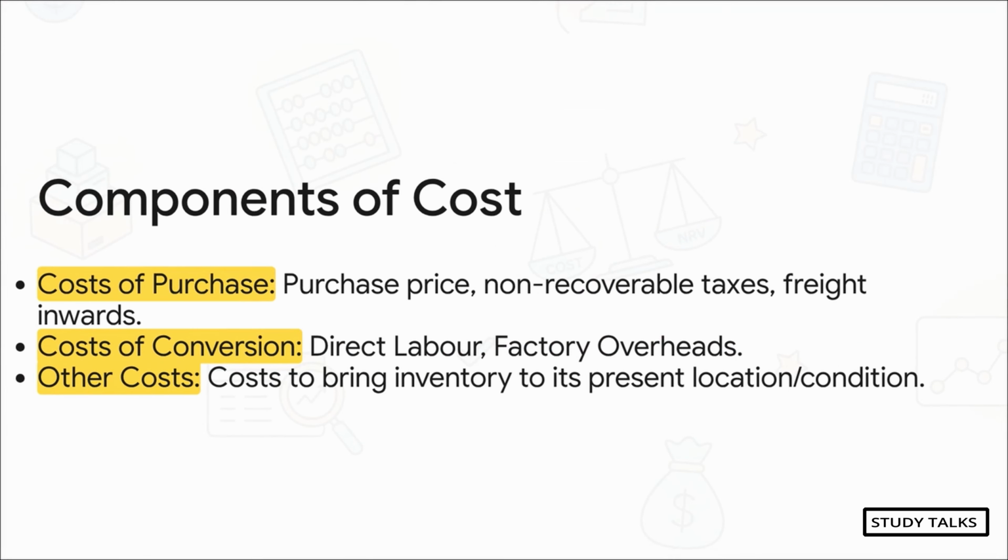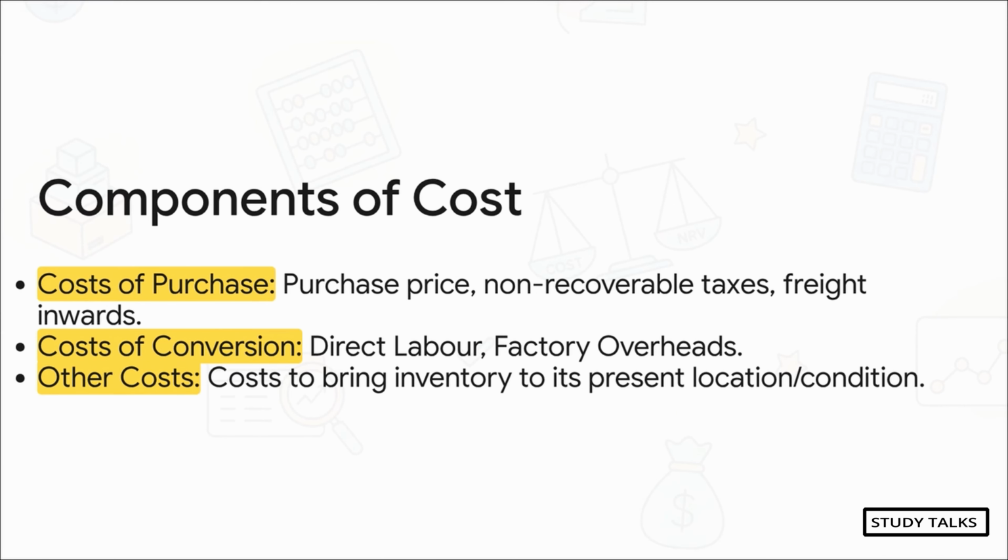Okay, AS2 splits cost into 3 main buckets. First up is the cost of purchase. This is the price you paid, plus any taxes you can't get back, plus shipping to get it to your door, and then you subtract any trade discounts. Second is the cost of conversion. That's the labor and factory costs to turn it into something. And finally, you have other costs, which is basically anything else you spent to get the inventory ready and where it needs to be.